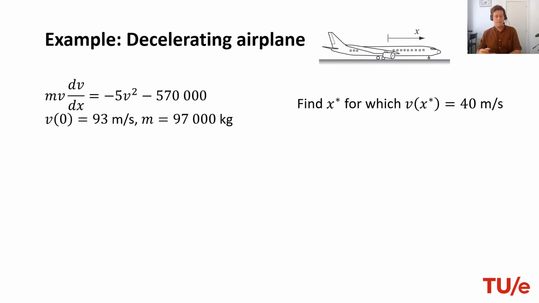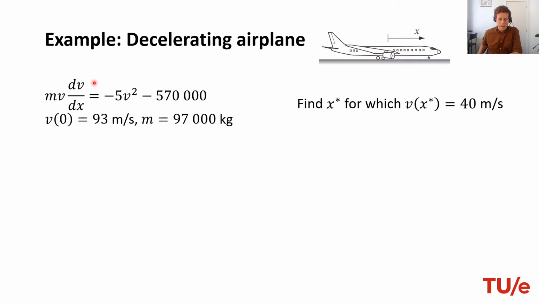Okay, so let's look at an example. The example that we want to investigate here is an airplane which has landed, and upon landing it will deploy its thrust reversers in order to brake. And that's how airplanes brake. They reverse the thrust of their jet engines such that they have some kind of braking force which allows them to decelerate.